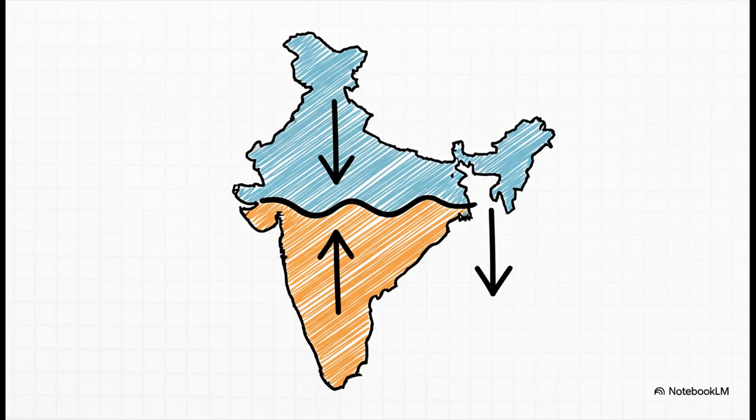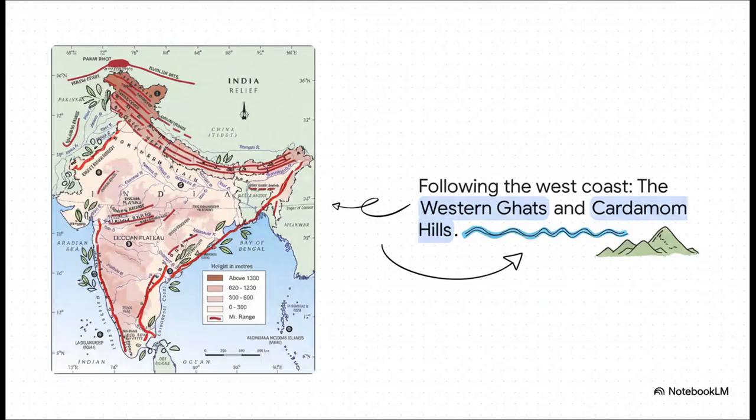Because for centuries, this range has been seen as the geographical line that separates North India from the southern peninsula. Now, let's trace the western edge of that Deccan Plateau we saw earlier. This long, continuous chain of mountains running along the west coast is called the Western Ghats. Follow it all the way down, right to the southern tip, where they end as the Cardamom Hills. It's just one long, continuous line.